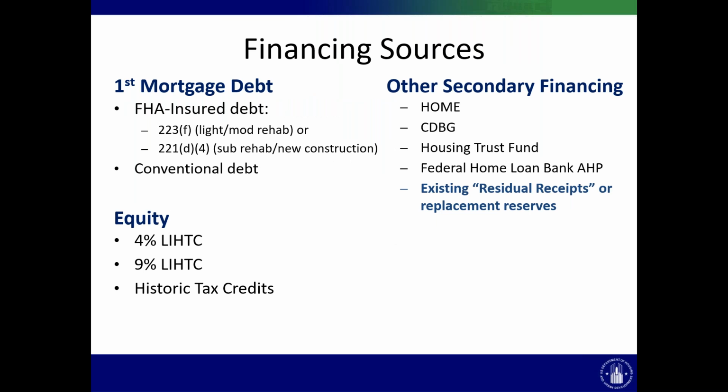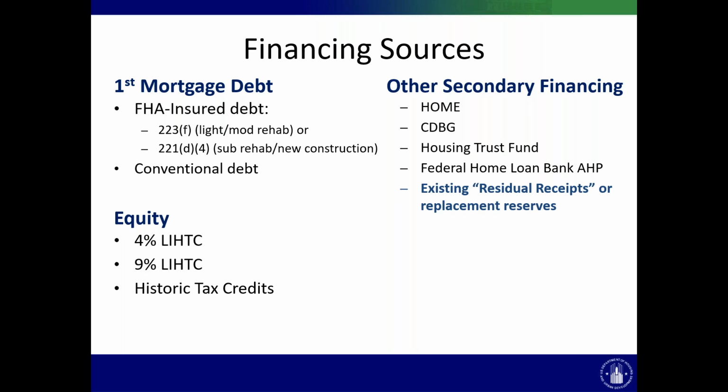We're also going to need to look, as part of your conversion plan, at your financing sources, and what we've done here is provide some examples. You can have some first mortgage debt, and we can see some FHA insured debt, whether that be a 223(f) product that addresses light or moderate rehab. We can see the 221(d)(4) product, which is more for substantial rehab or new construction. We also can see conventional debt. Some other secondary types of financing we'll see: HOME funds, Community Development Block Grant, Housing Trust Fund, Federal Home Loan Bank, and you can also use your existing residual receipts or your replacement reserves as a use as well.